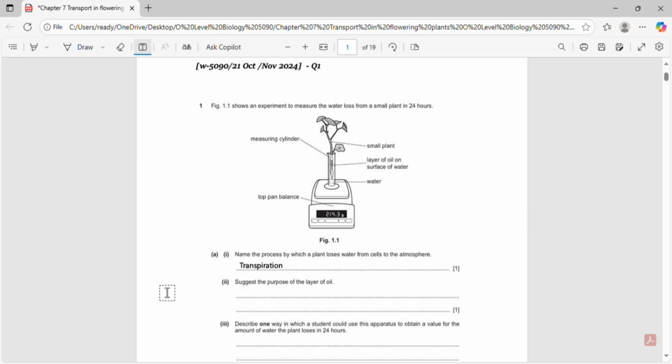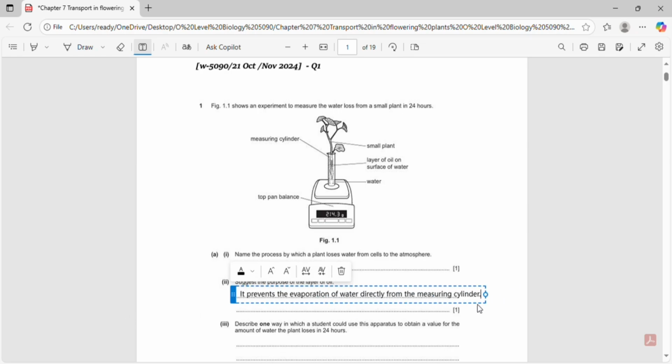Next, they ask, suggest the purpose of the layer of oil. The answer here is, it prevents evaporation of water directly from the measuring cylinder. That is its exact function. Without the oil, water would evaporate from the surface of the cylinder, which would give inaccurate results. The oil acts as a barrier, making sure that any change in mass recorded by the balance is caused only by water taken up and lost by the plant through transpiration.